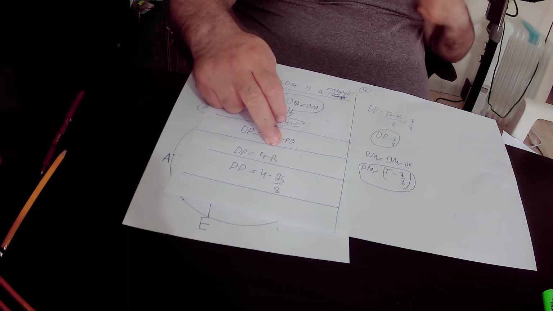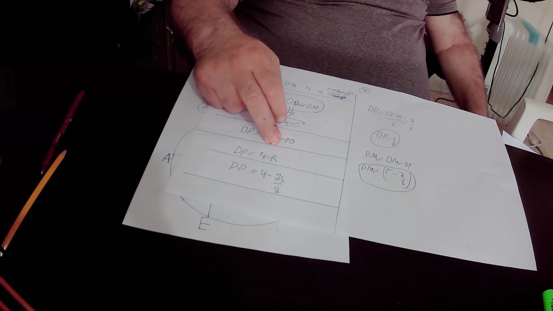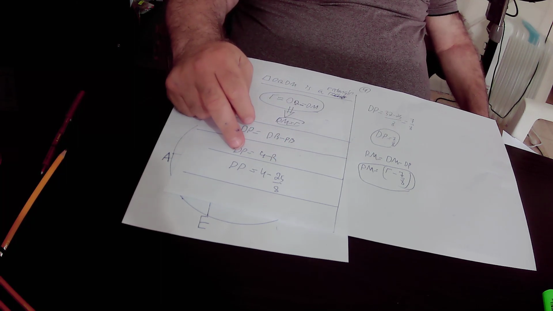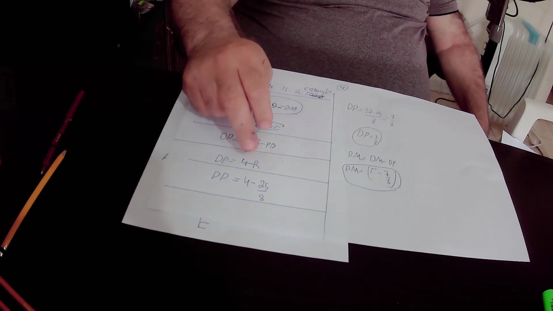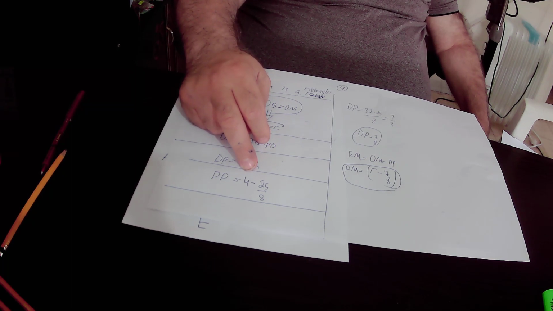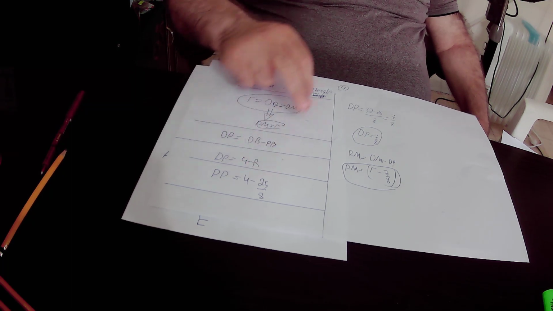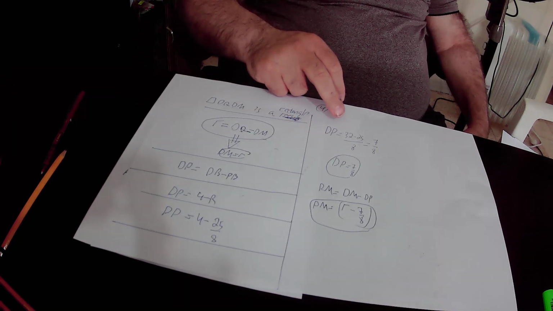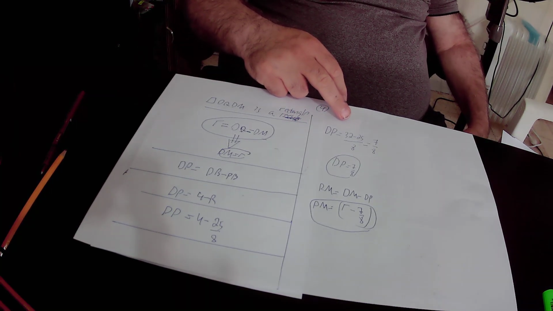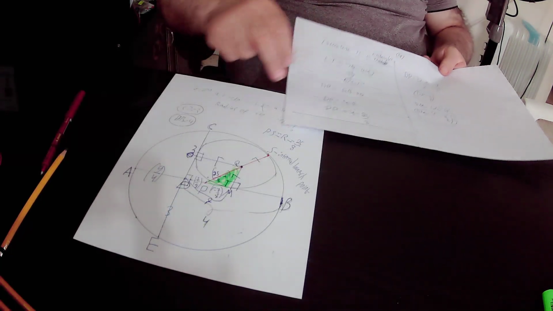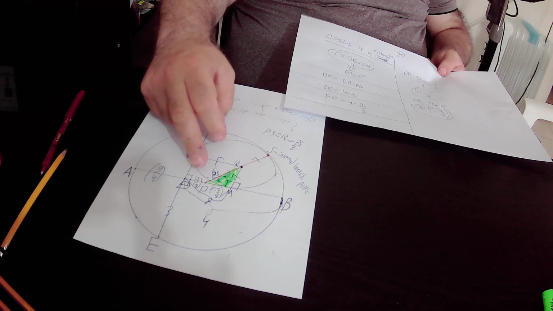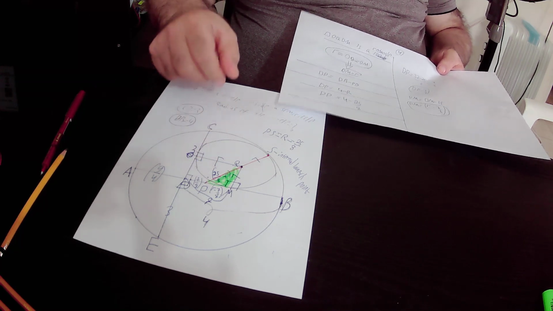But we have already found that capital R equals 25 over 8. So we substitute capital R by 25 over 8 and find that DP equals 4 minus 25 over 8. Here we multiply 4 by 8 and then divide by 8 in order to have a common denominator with 25 over 8, and find that DP equals 4 times 8, which is 32, minus 25, which is 7. So in conclusion, DP equals 7/8. This small line segment DP equals 7/8.